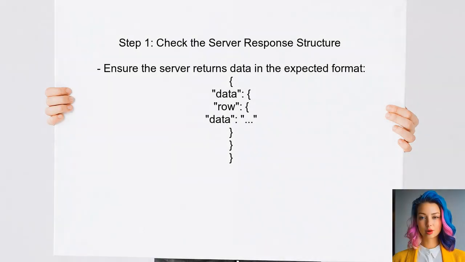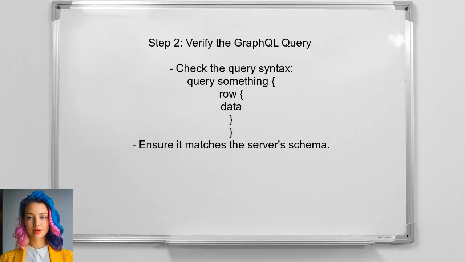To address the error the user is encountering, we first need to check the structure of the data being returned from the server. The error message indicates that the property row is undefined, which suggests that the response may not be formatted as expected. Next, the user should verify the GraphQL query being sent to the server. It's important to ensure that the query is correctly defined and matches the schema on the server side.